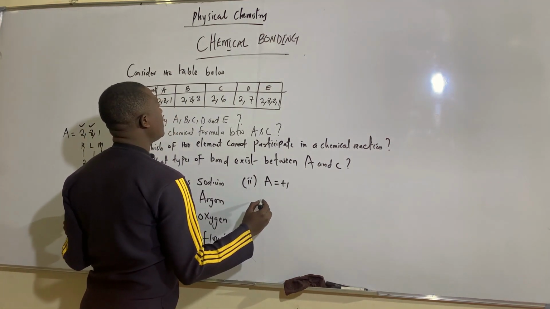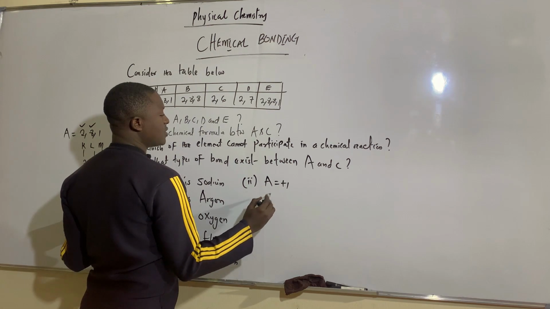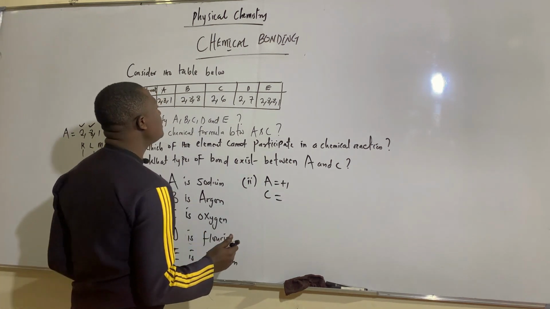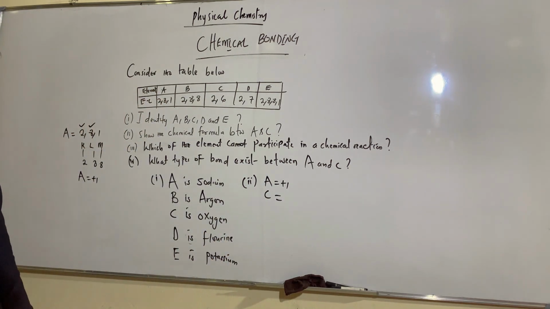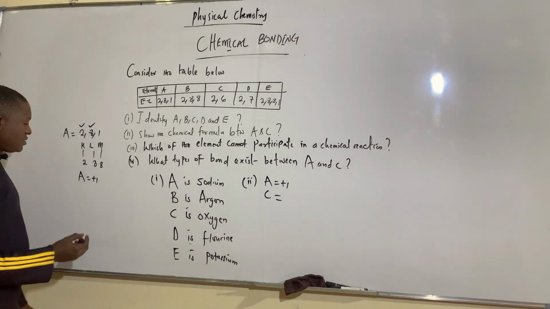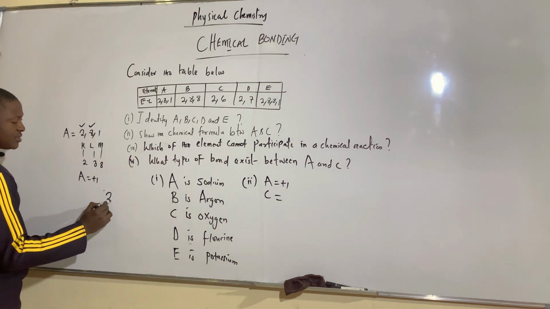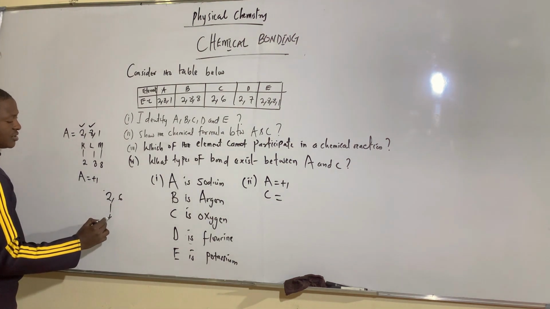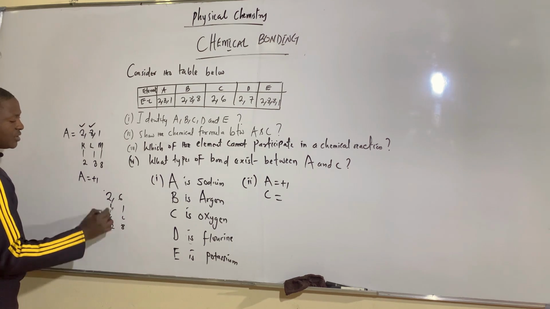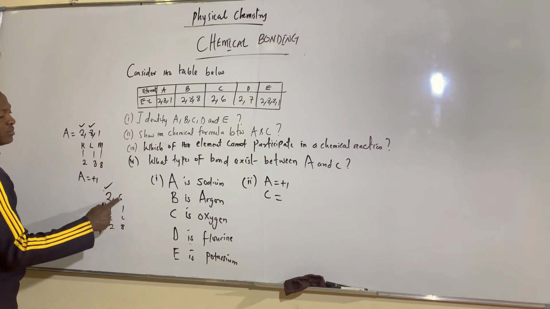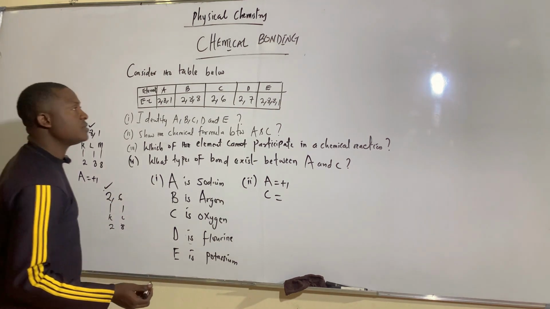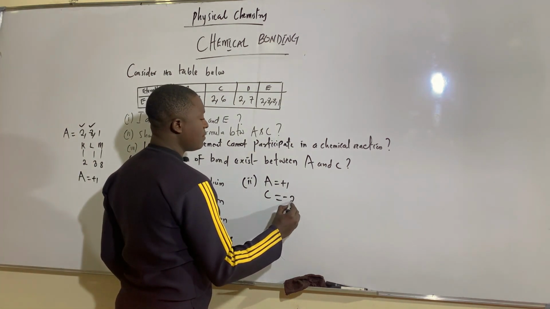Then let's look at the second one, C. C is 2, 6. It needs 2 electrons. This is the K shell and L shell. The K shell has 2, the L shell should have 8, but it is not balanced. It remains 2 to balance. So that means C is minus 2.